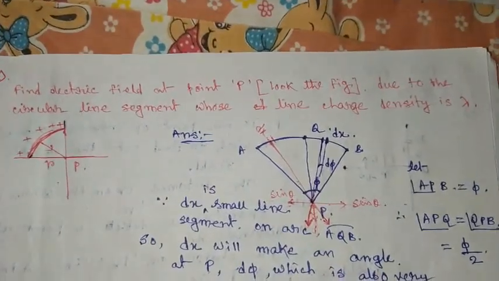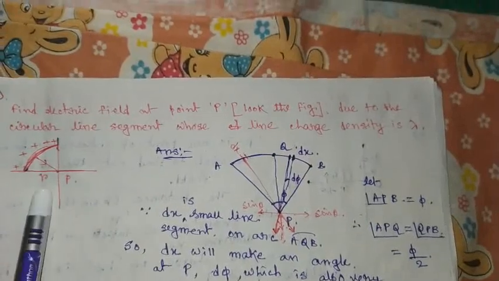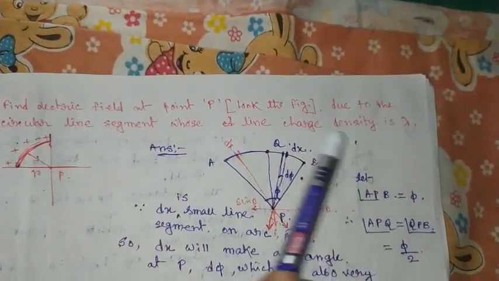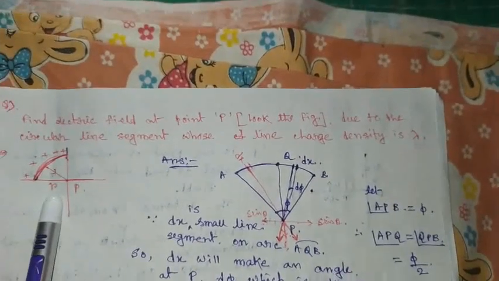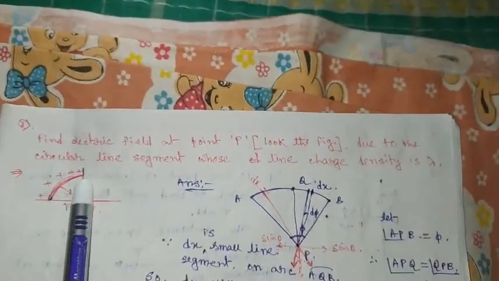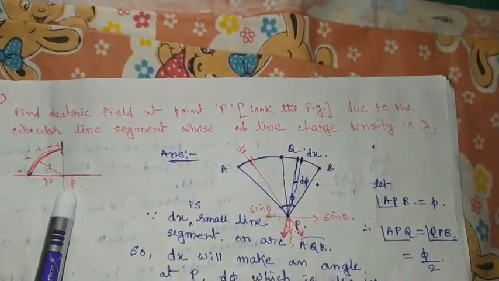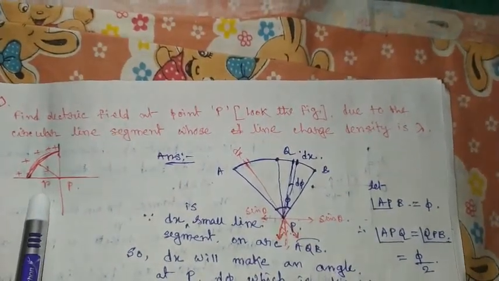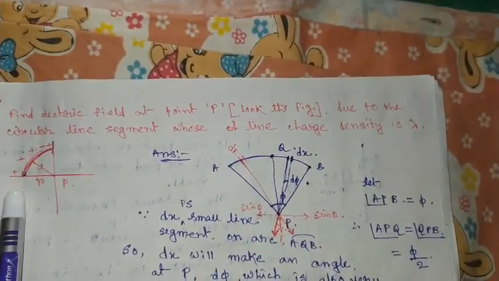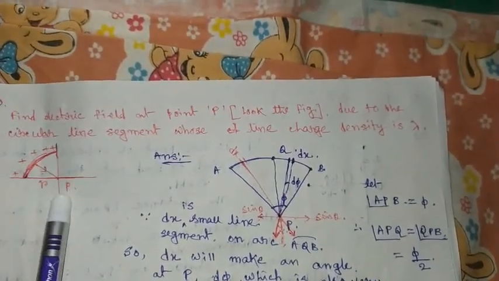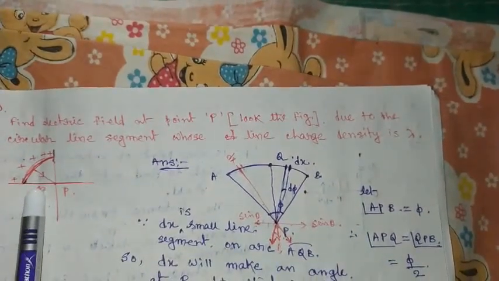Let's see. Find the electric field at point P. Look at the figure, and here it is. Due to the circular line segment whose line charge density is lambda. That is, the question is, due to this line segment which is making an angle of 90 degrees at point P, of radius r, we want to find the electric field at point P. This is the particular case, making an angle of 90 degrees.